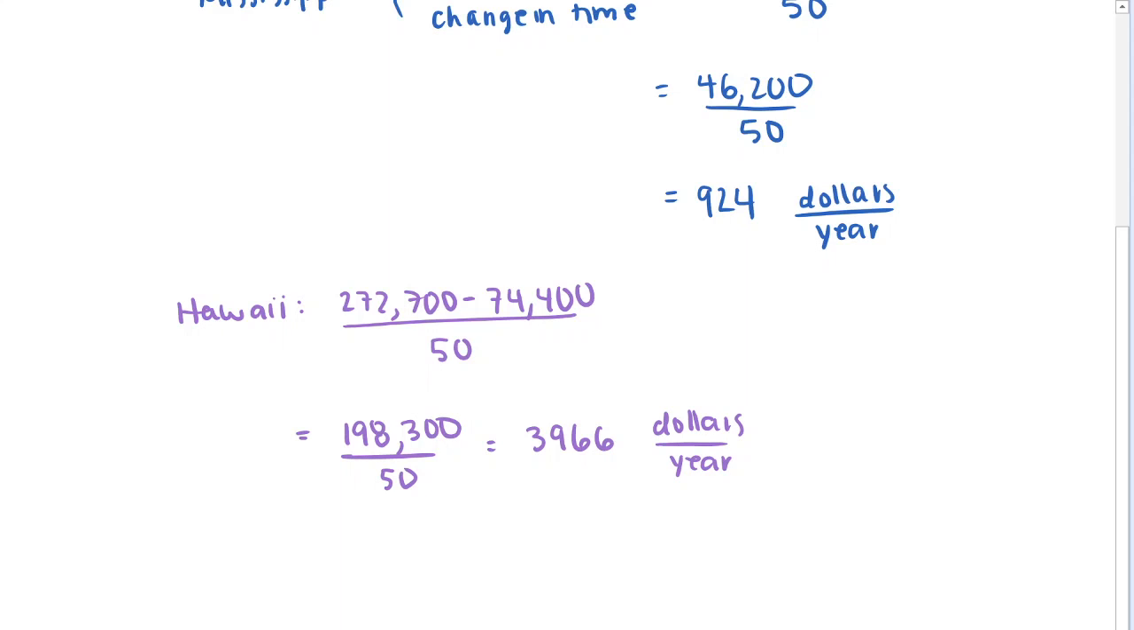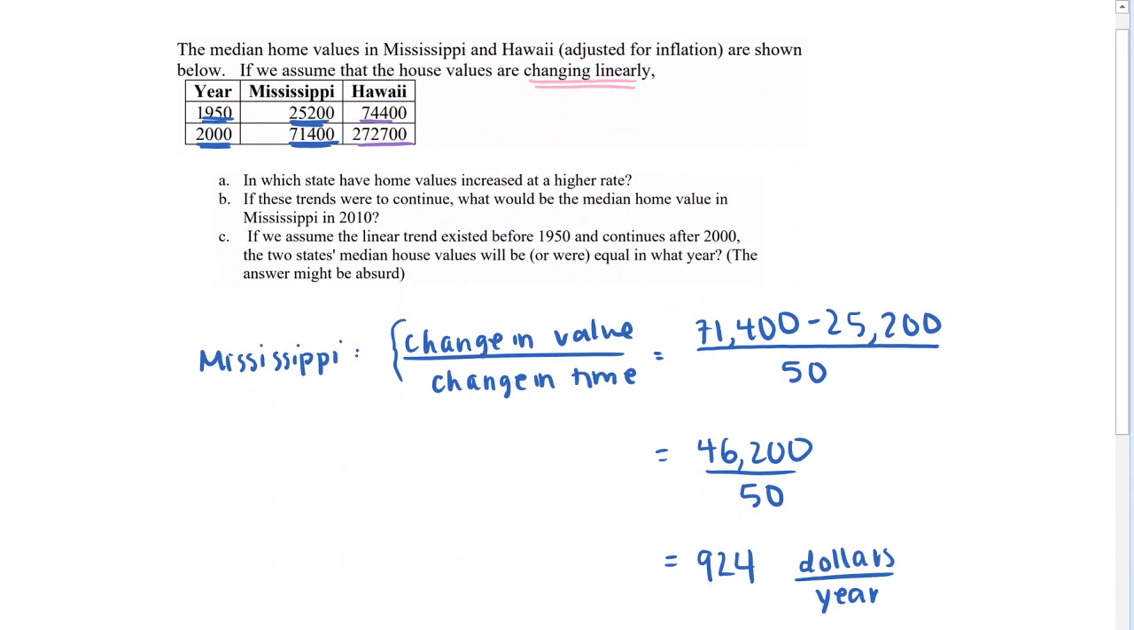The median values of the homes are increasing by $3,966 per year in the state of Hawaii. If we're assuming, again, this is a really bold assumption, but if we're assuming that these home values are changing linearly, then in this case, which state has home values that are increasing at a higher rate? Well, Hawaii does.